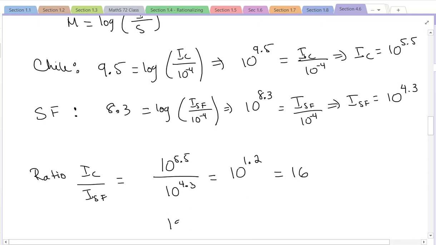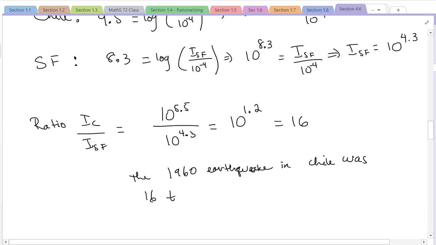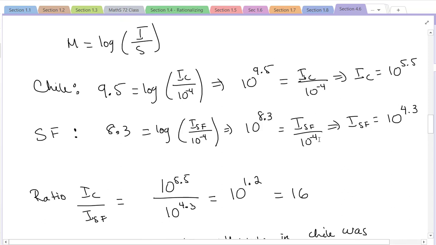So that means that the 1960 earthquake in Chile was 16 times larger than the 1906 San Francisco earthquake. And so this is by comparing the ratios. So when you want to know just how much larger was one thing over another, look at the ratio of the two. And this helps us. So 16 times larger. And notice that that makes sense.